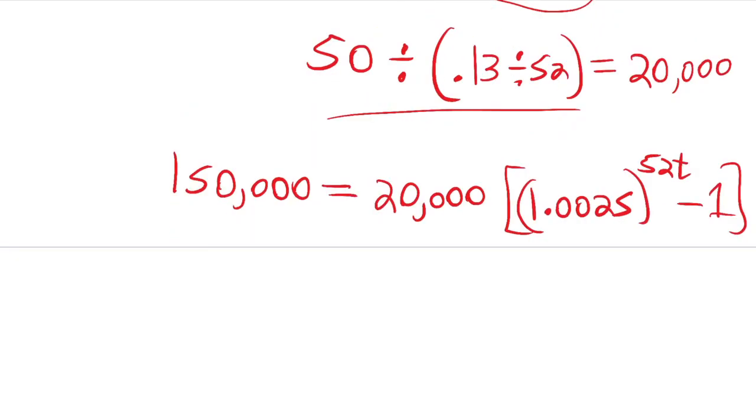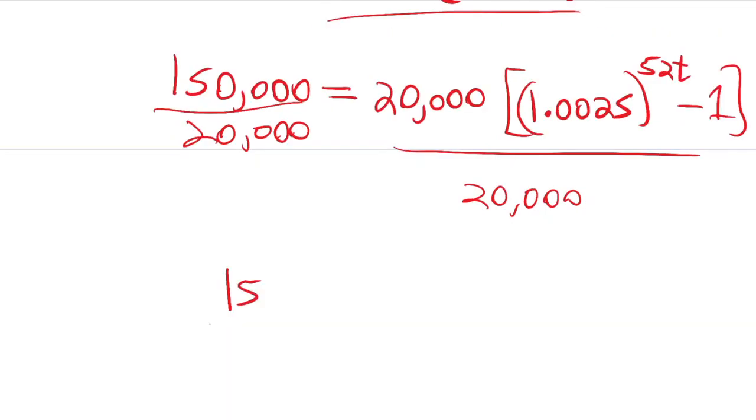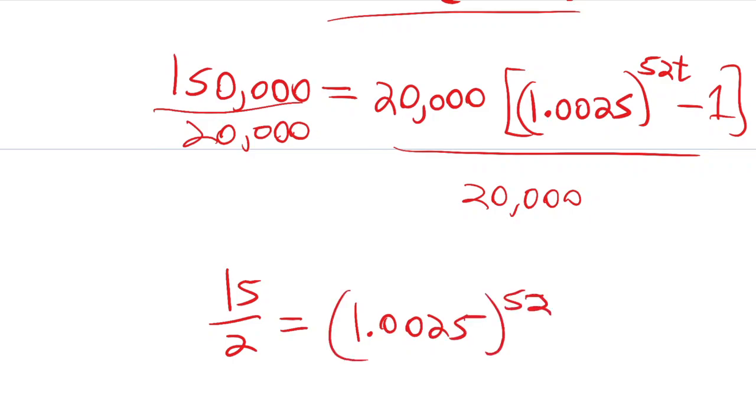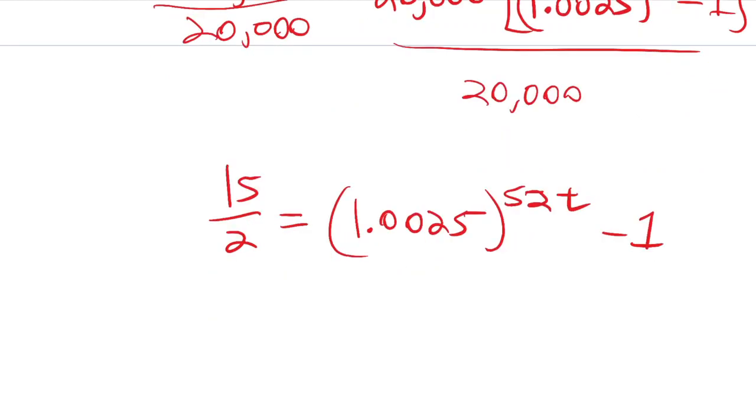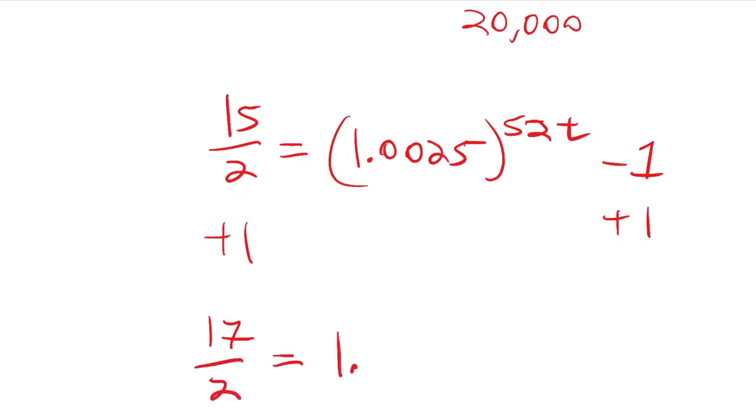All right, so we can divide both sides by 20,000. Dividing both sides by 20,000, we get 15 over 2 on the left is equal to 1.0025 to the 52t power minus 1. So we add 1 to both sides. We get 17 over 2 is equal to 1.0025 to the 52t power.